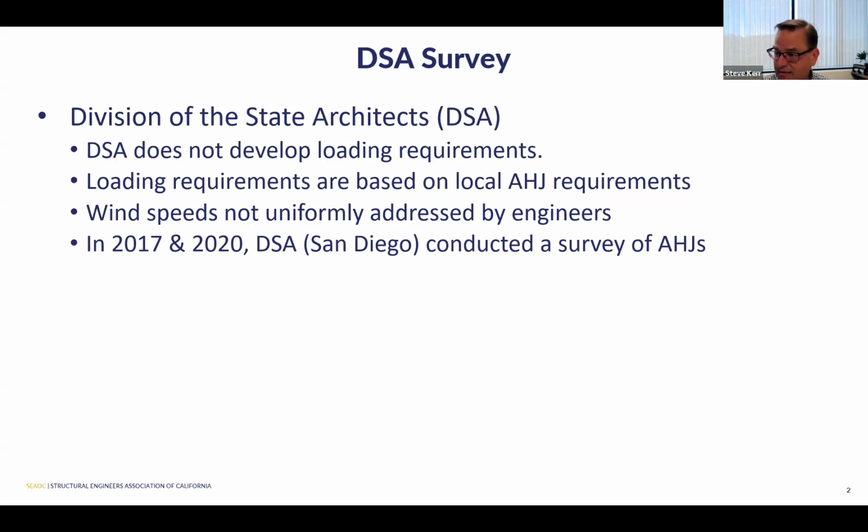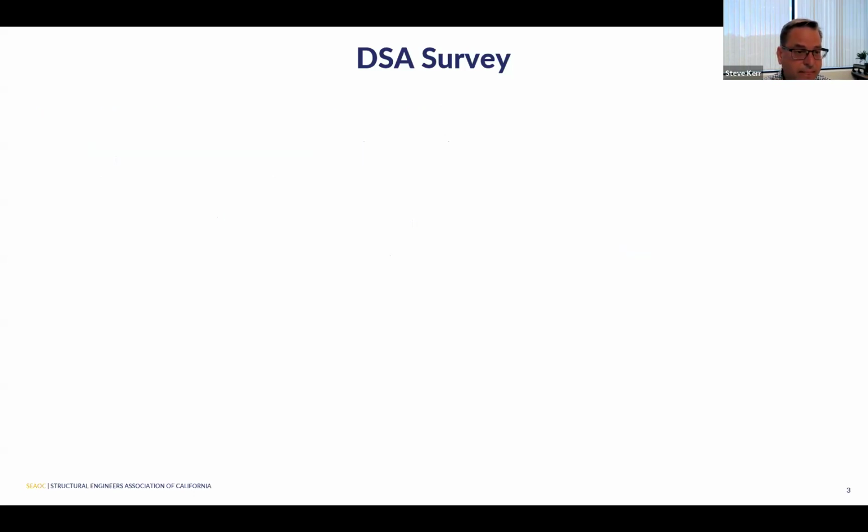So to understand better what jurisdictions were doing, in 2017, and then a follow-up in 2020, the DSA office here in San Diego, which is responsible for San Diego and Orange County, the southern part of the state, conducted a survey of the authorities having jurisdiction.